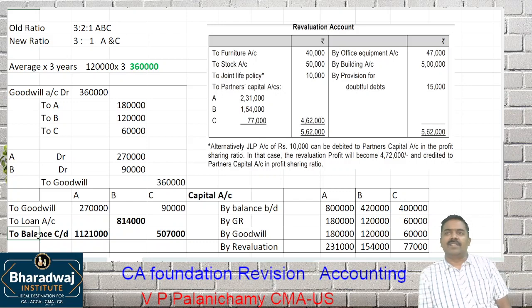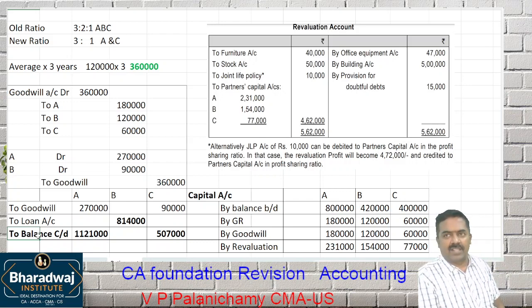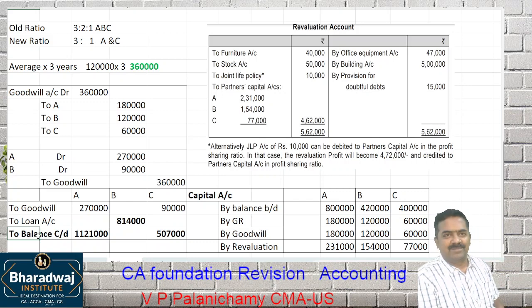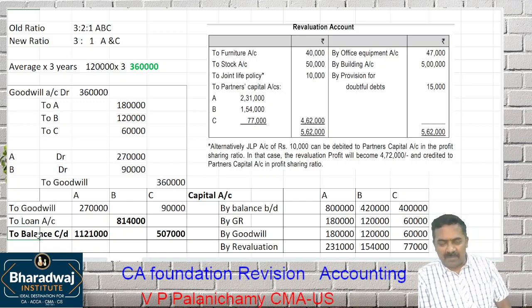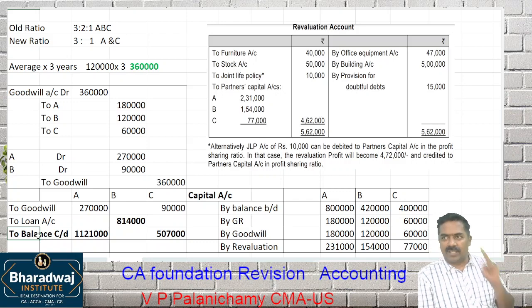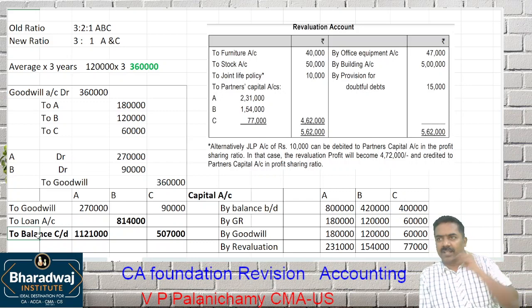Option 1, for knowledge sake, let us learn death of a partner. Option 2, let us not waste time, concentrate on admission and retirement of a partner. Whichever option you want, I will go accordingly. We can look at death of a partner, no problem, but surely it will not be tested this time. This time you will get a question on admission or retirement of a partner.